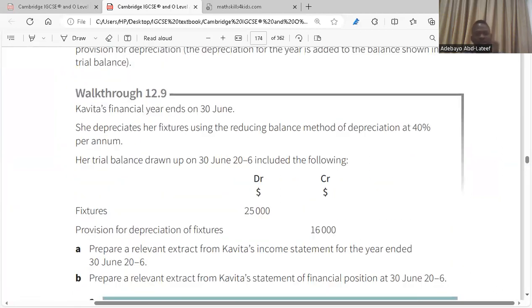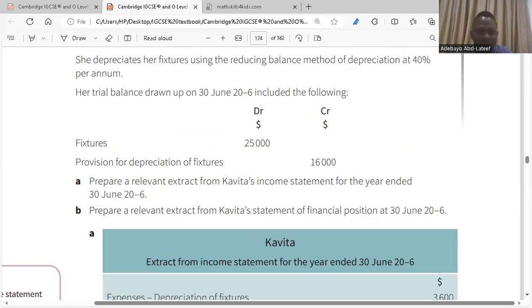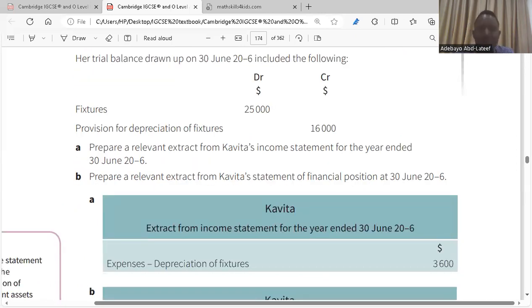So here we go to 12.9. They say the financial year ends on 30 June. She depreciated her fixtures using the reducing balance method at 40% per annum. Her trial balance drawn up included fixtures 25,000, provision for depreciation 16,000. So how do you prepare this? 40% of 25,000 is 10,000, right?